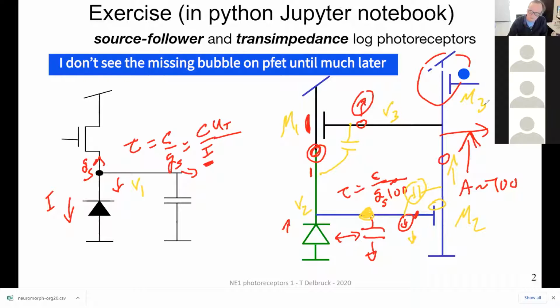Yeah. So I guess my only question was, if the gate goes down, so VDS for M2 goes up because we're providing a bias current with M3, right? Yeah. Okay, just needed to know that. Thank you. Sure, no problem.